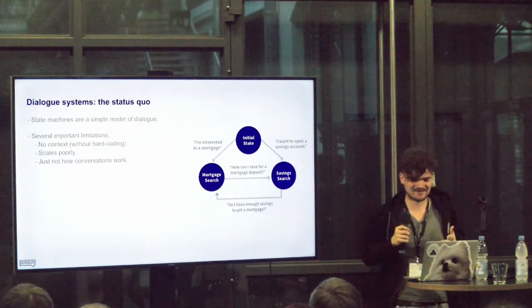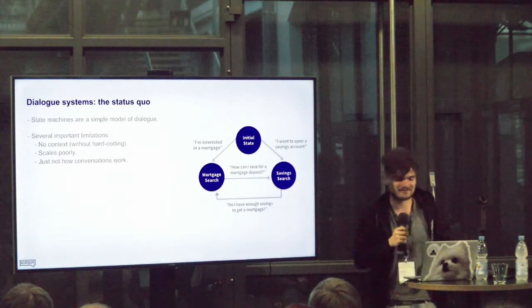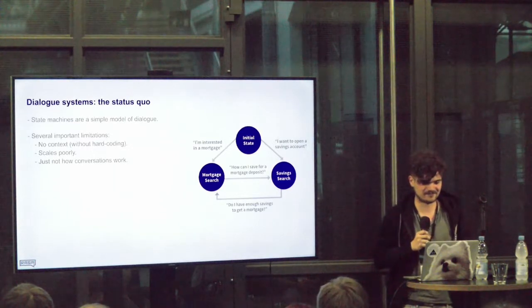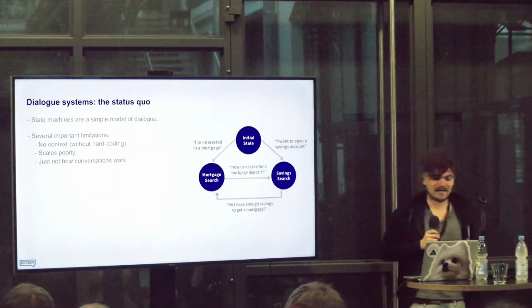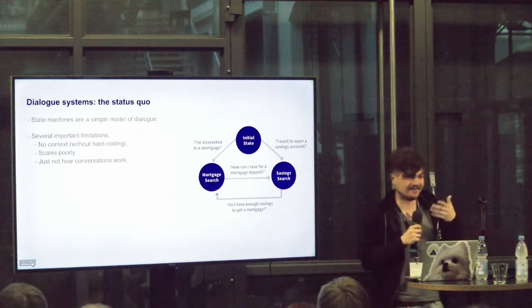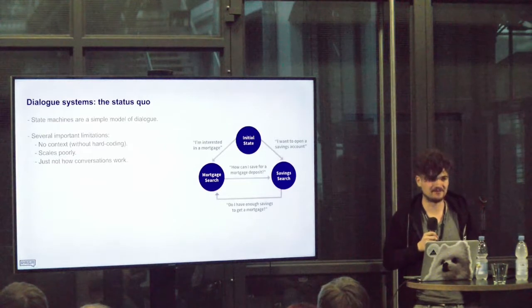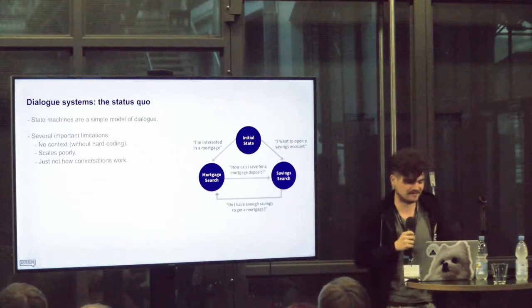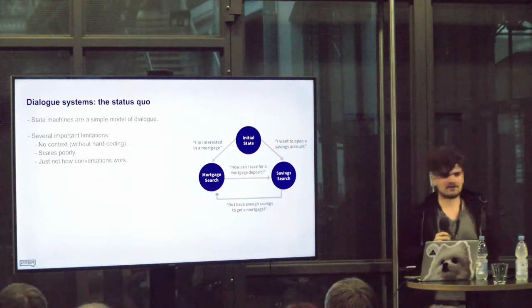So that's n squared amounts of if-else statements that you'll end up having to write, which is like not good for your fingers or whatever, and it kind of sucks. And that's how it scales poorly. So if you want to include context, the amount of work that you end up having to do is poor scaling. And also, it's just not how conversations work.